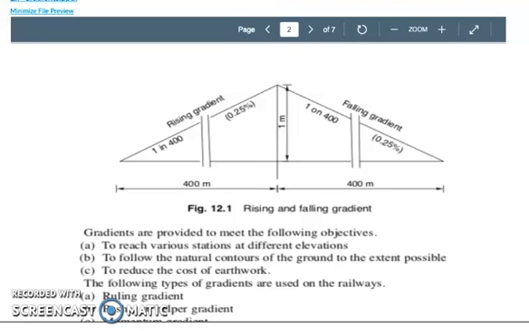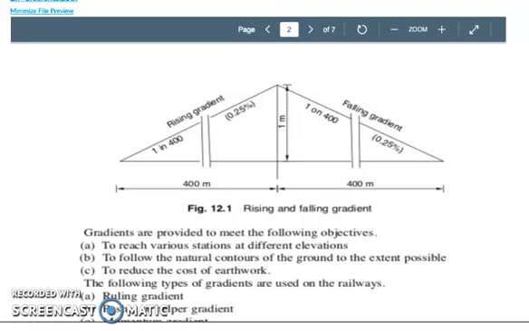The second one is to follow the natural contour of the ground to the extent possible. Whatever the natural contour or topography of the ground is, as much as possible we have to follow that contour as we design our track system. The third is to reduce the cost of earthwork. Of course, our earthen materials are very costly, so as much as possible in the design of the track system, we have to limit the cost.